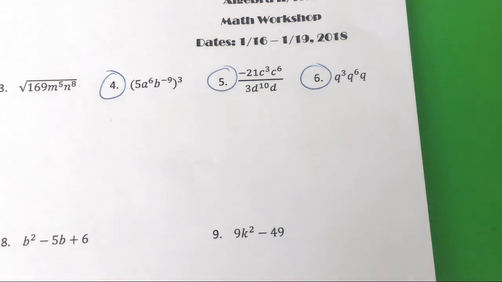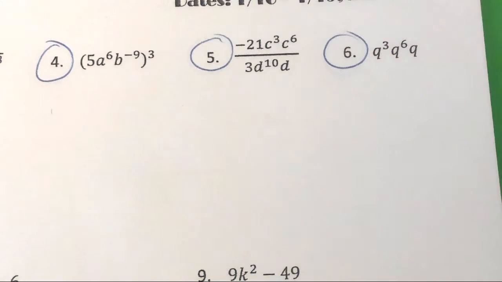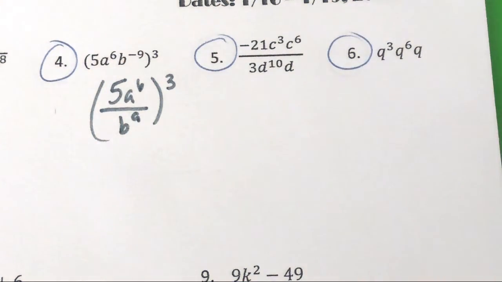Dealing with exponents. So they look very similar to these three Math Workshop questions. What is the first thing I should do on number 4? And your group gets a point. Let's make this 5a to the 6th, b to the 9th, in the denominator, all raised to the 3rd power. Perfect, Jax. Now what should we do?